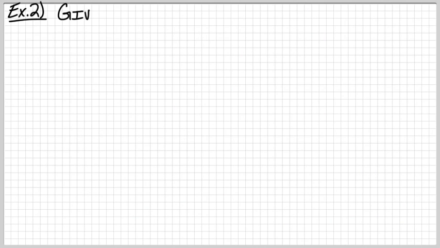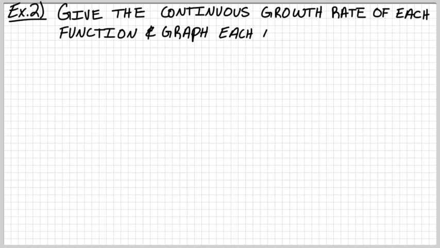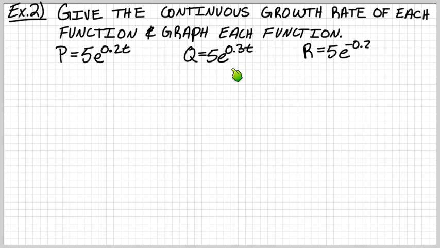All right, second example. Give the continuous growth rate of each function and then graph each function. Continuous growth rate and then graph each one. So here are our functions. P equals 5 times e to the 0.2t. Q equals 5 times e to the 0.3t. And R equals 5 times e to the negative 0.2t.